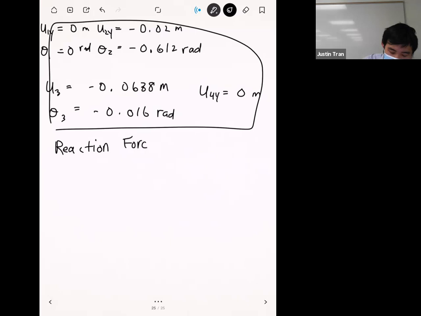Right, and if we do a sanity check really quick, we can see that our maximum vertical deformation is at U3y, at least in terms of magnitude, and that makes sense because that's where we're applying the loads. Okay.